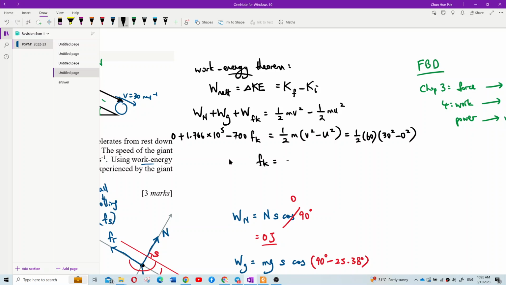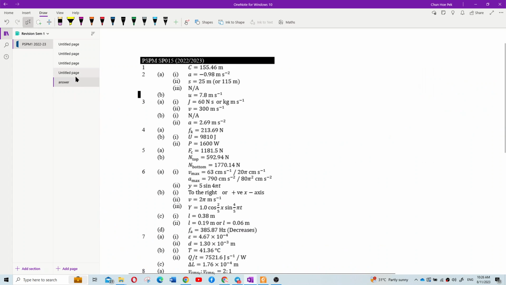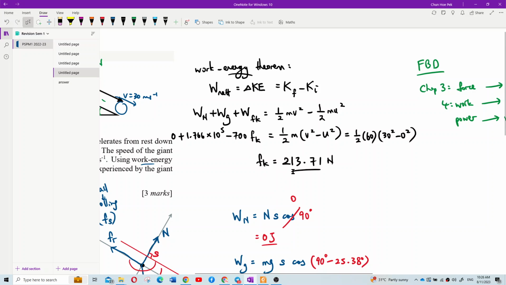Okay, so the friction is 213.71 Newton. Am I right, class? Let's look at the answer. Friction is 213.71 Newton. It's not kinetic friction. Why do I always write kinetic? It's static friction actually, but I just put it as F friction.